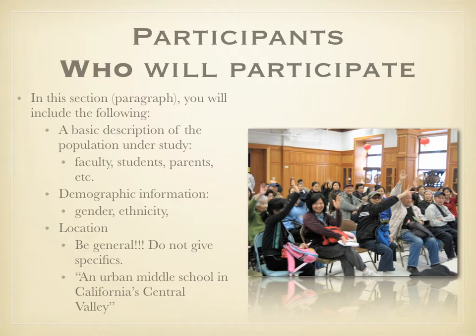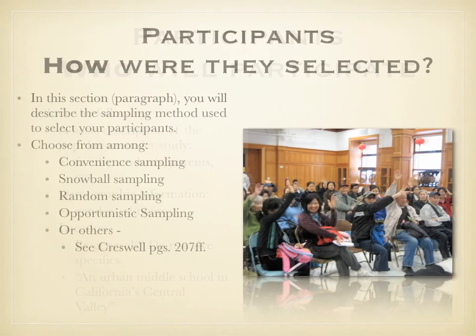You're going to talk about the location, but you're going to be very, very vague and general about it. You're not going to say this was a high school in the Fresno Unified School District. You're going to say a high school in an urban area in the California Central Valley, or something like that, to give a sense of where the study took place, but not the specifics of it. Again, this is going to be to protect the identity of the participants because we don't want anything to come back on them that might make their lives difficult.